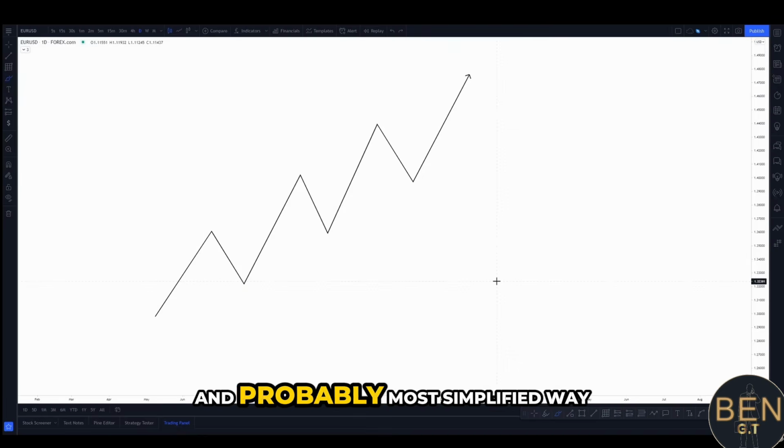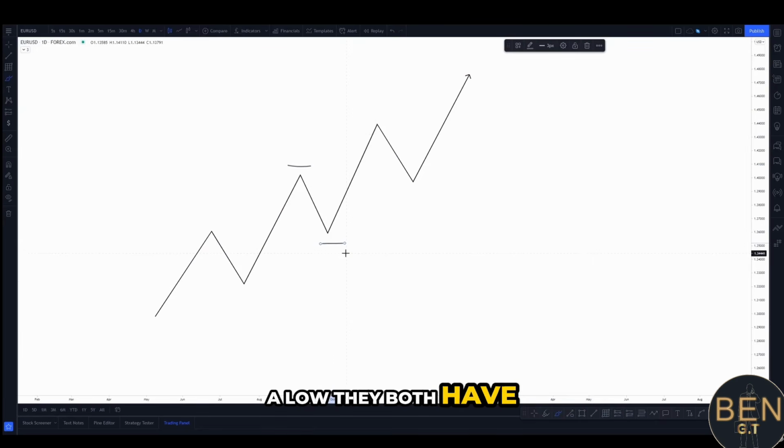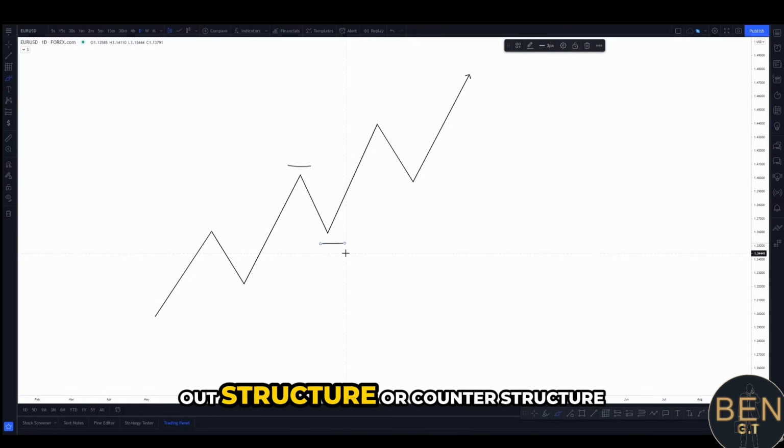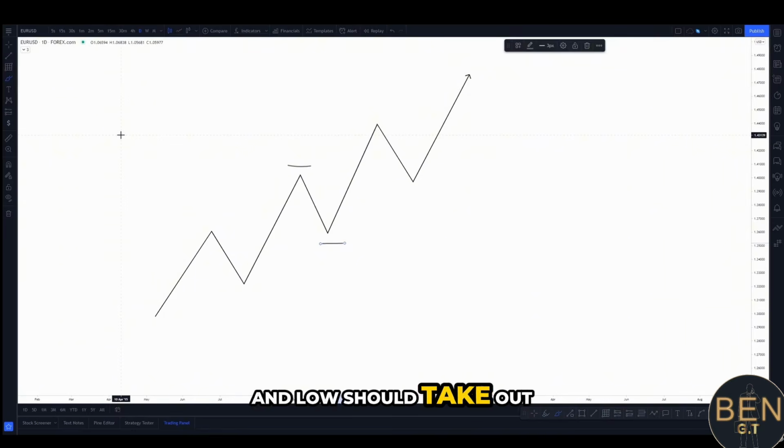So the easiest and probably most simplified way that I can explain protected and targeted structure is that a high and a low, they both have the same job. Their job is to take out structure or counter structure. So highs should take out lows and lows should take out highs. And if a high or a low fails to complete what it is supposed to be doing, it becomes targeted. If it is successful in doing what it's supposed to be doing, it becomes protected.